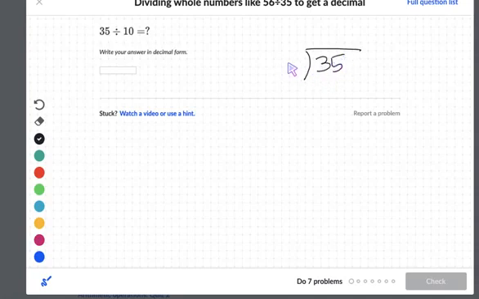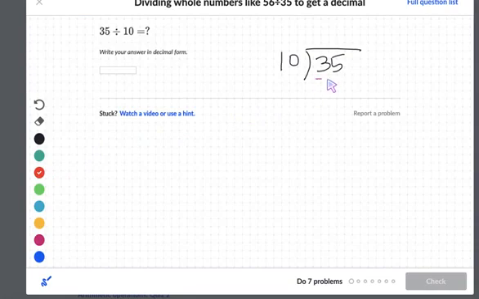35, the dividend, goes inside. 10, the divisor, goes on the outside. I'm double checking and making sure my divisor, the number on the outside, is a whole number. It is a whole number. It's 10. It doesn't have any decimal points in there. So I can begin. The divisor is 10, so I really don't need to make a key because it's just multiples of 10. So I can just go on already.